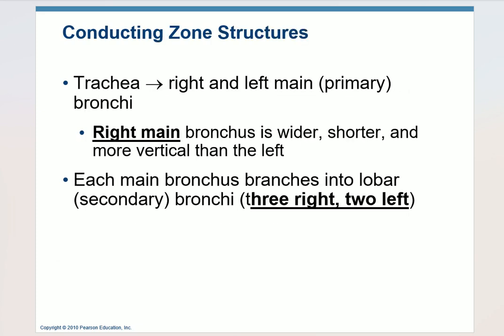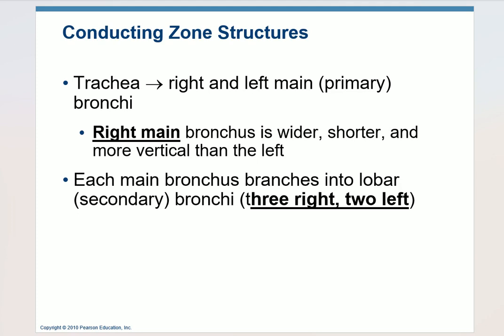All right, so let's continue on. Let's talk conducting zone structures. So you have the trachea that splits into the left and right main primary bronchi. So remember, the conducting zone is how you bring air in. The respiratory is the gas exchange. Conducting is bringing air in. So anyway, the trachea splits into the left and right primary bronchi or main bronchi, whichever one you say is right. It's fine. Primary or main.